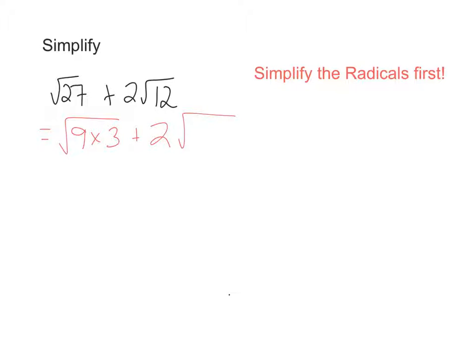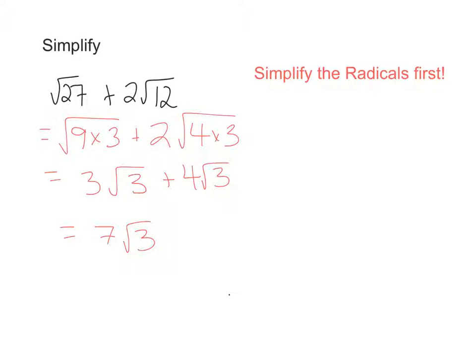And what about the 12? What's the largest perfect square factor of that? 4. And this is 4 times 3. So then when we simplify, 3 root 3 plus 2 root 4 times 3. That 4 comes out as a 2, multiplies by the 2 that's already out there. So it's 4 root 3. Now we actually do have like radicals, and we can add them together. 3 root 3 plus 4 root 3 is 7 root 3.